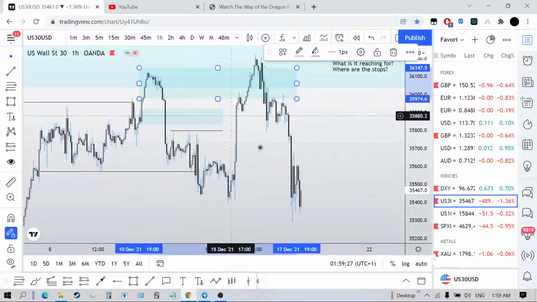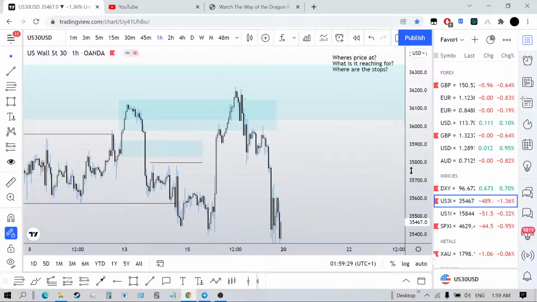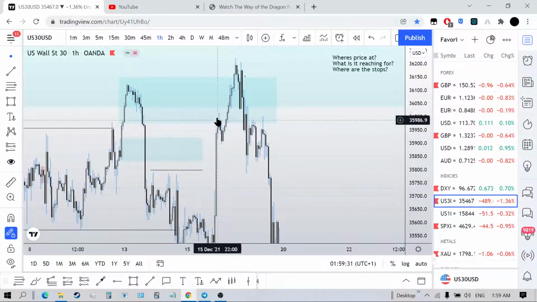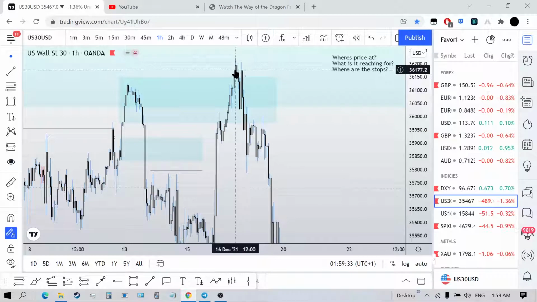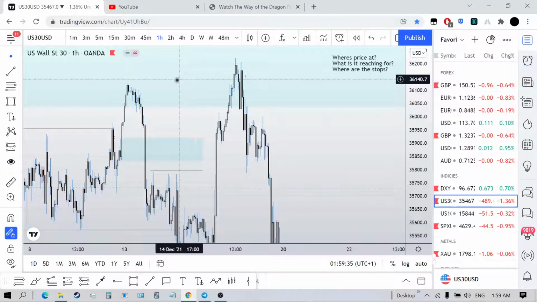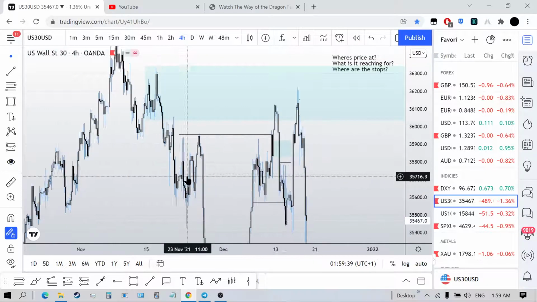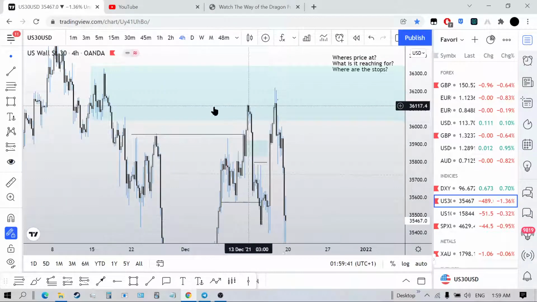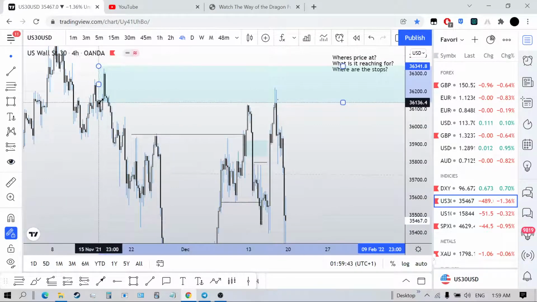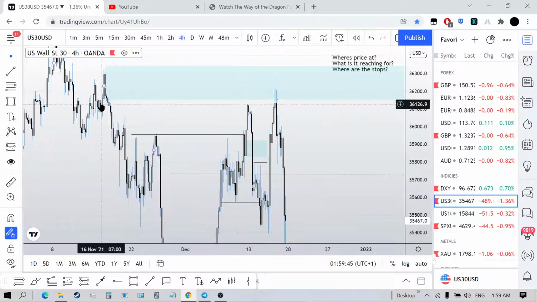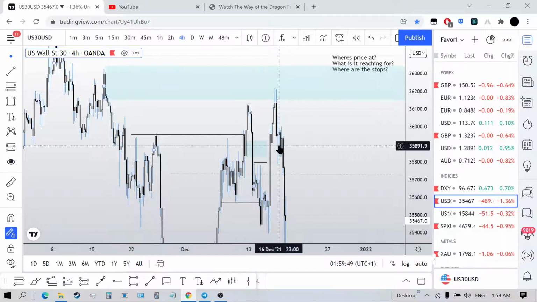All right, so when price came in, it really didn't do anything. It ran right through this. So what did I do? I looked back on a higher time frame to see what it was reaching for. It took out this high, and it came into the open of this order block and almost the mean threshold of this 4-hour order block.